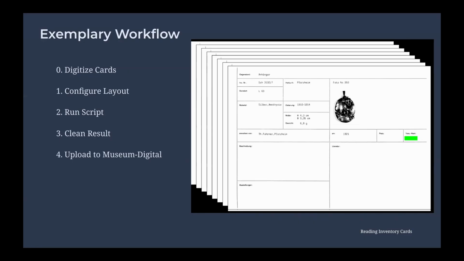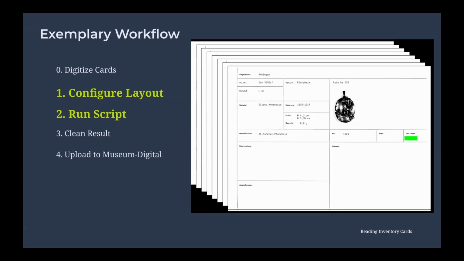The workflow is split into 5 steps. First of all, the cards have to be digitized, and then we configure the layout, and we just have to run the script. But of course, the results are not yet perfect, so you also have to clean it up. And this is where they used OpenRefine. And in the end, they upload their data to Museum Digital. This basically gives them the requirements for the data fields and also how the fields have to be interpreted.